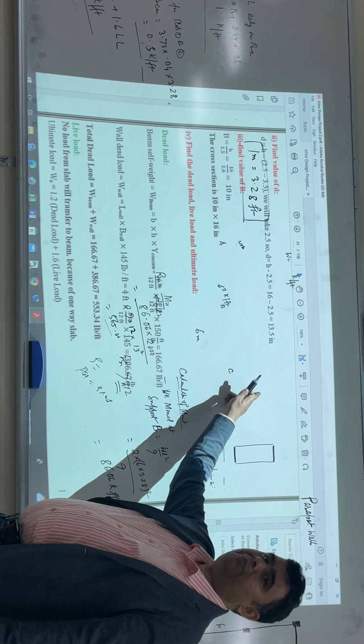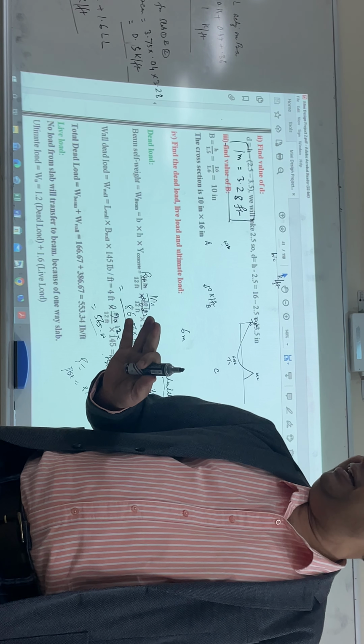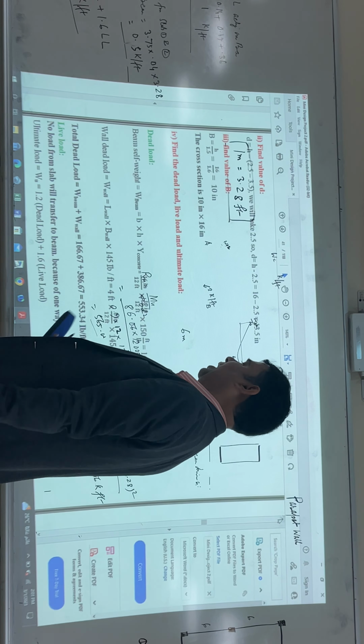Then calculate wL square by 14. There are 3 moments here: wL square by 9, wL square by 14, and wL square by 16. For each moment you can calculate the reinforcement. Clear? Now I am explaining his design.